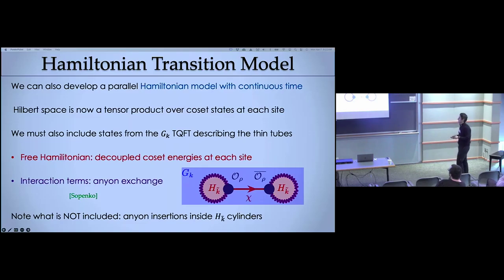They're anion exchanges between nearby sites. And you could ask, what's not included in this? Well, what's not included is I'm not allowing you to put anions in the middle of the HK tilde cylinders. So that's my effective field theory hypothesis, that I don't need them to describe the transition.